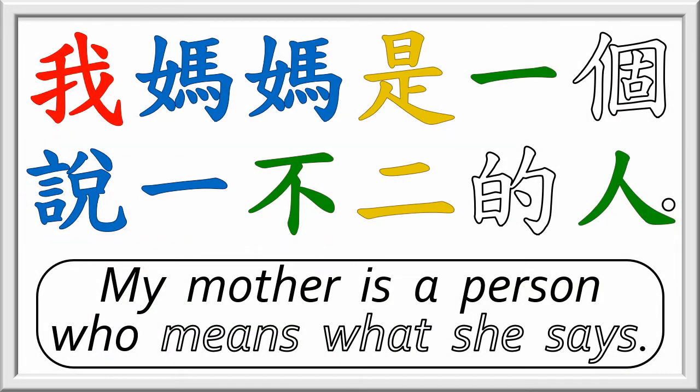说一不二 is a four-character set phrase meaning a person means what they say and never makes a promise they can't keep. 我妈妈是一个说一不二的人. My mom is a person who means what she says.